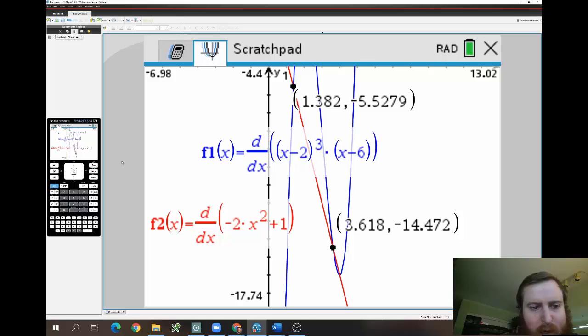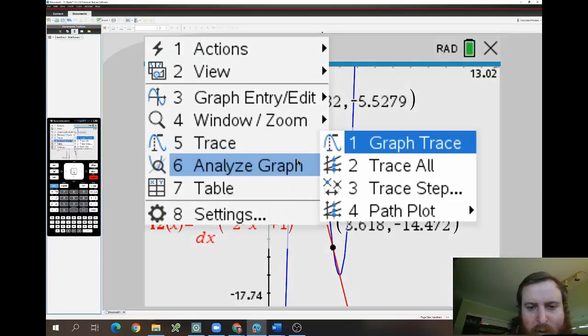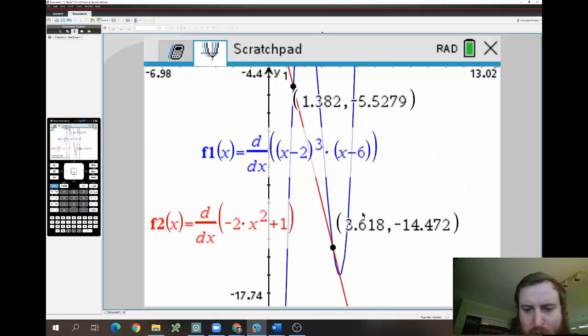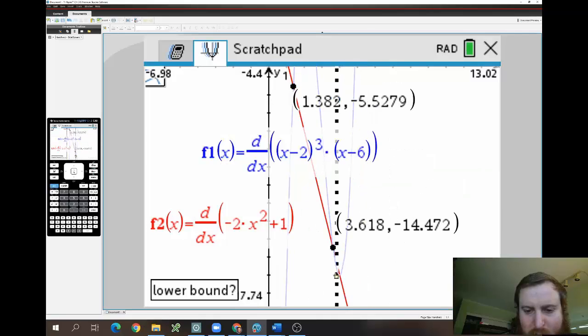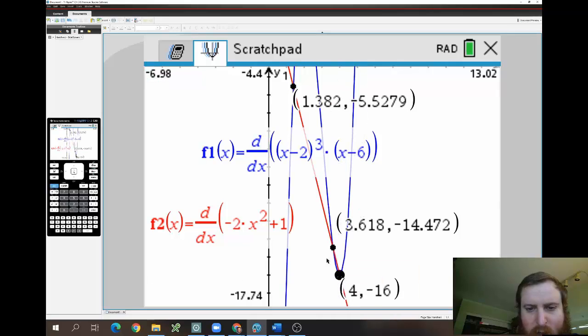Right, so there's my second intersection, and then menu, analyze graph, and intersection. So I go to the left of my intersection, this last one, and then to the right of my intersection, that last one. So this had 3 intersection points.